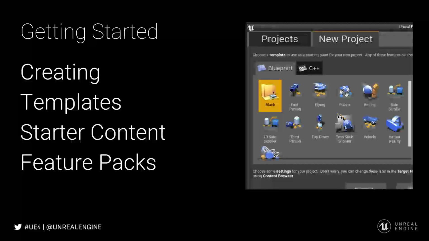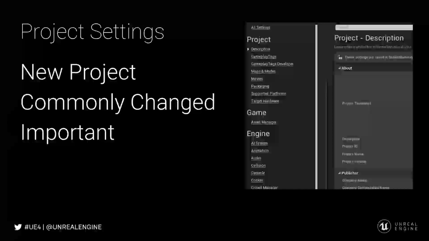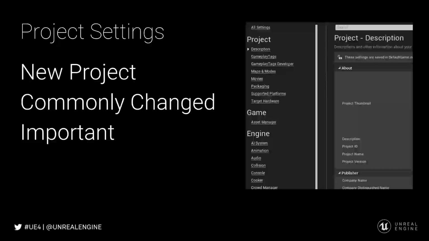Using templates. What are templates, and which templates do we have available to us? Our starter content, why would we use it and what is it? As well as adding in future feature packs once we have a project created. We have a little extra bonus video covering the basics of project settings. Basically, once you've created a new project, what are some of the default settings? What are some of them you commonly change? And which ones are important to know about?